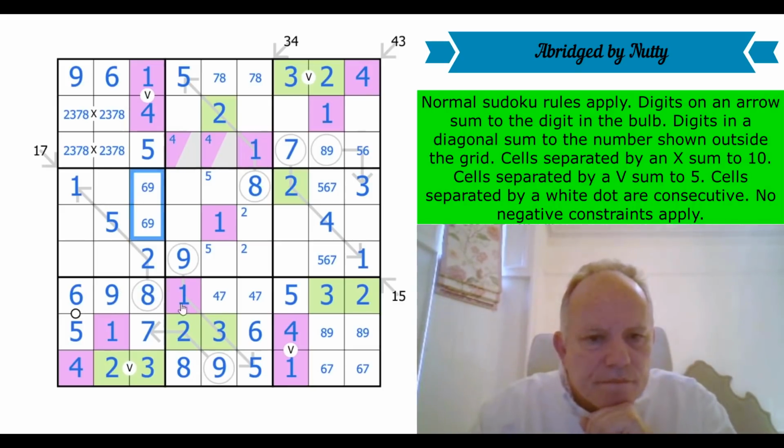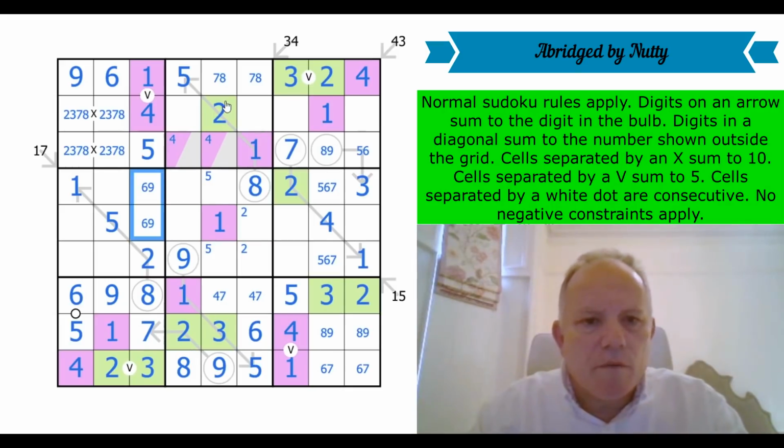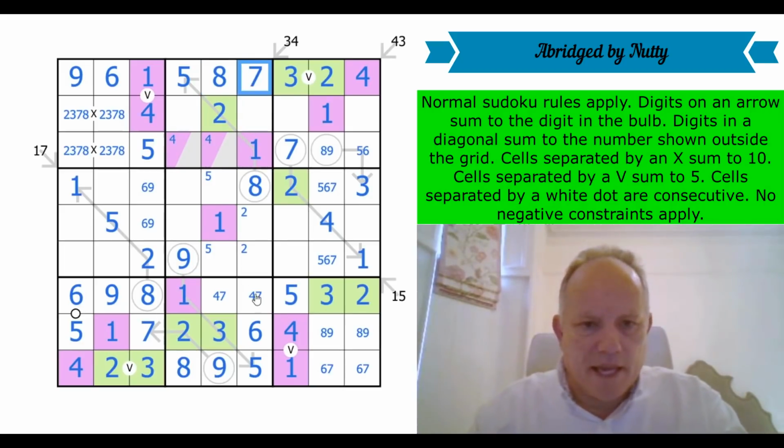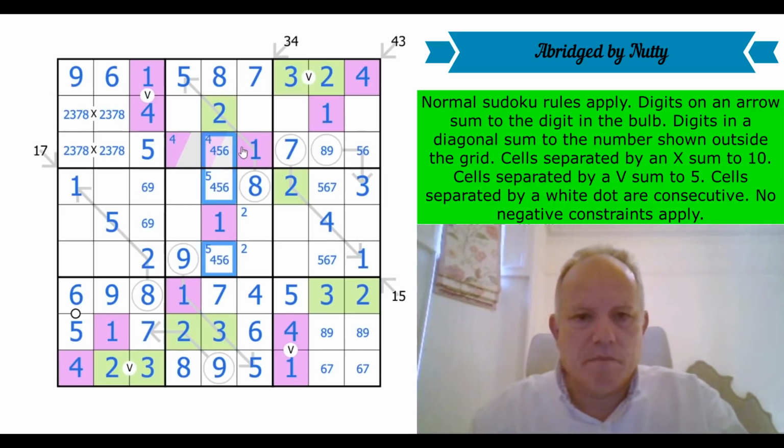5, 9, 1, 2, 9, 3, 1, 2, 8 in this row has to be here. It can't be here because that's a 7-8 pair. So we get the 8. That 7 fixes 4, 7. 4, 5 and 6 to go in the middle column. 2, 3 and 9. Oh look, that's a naked single 3.